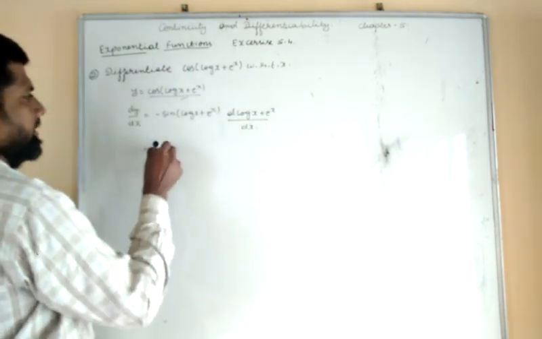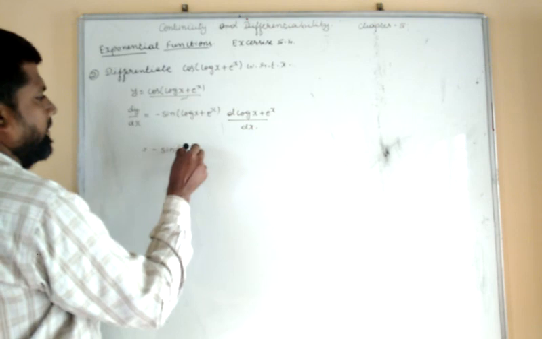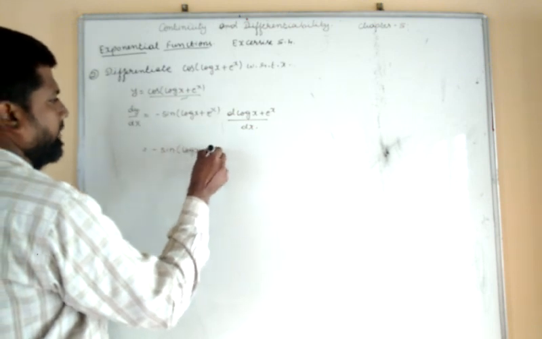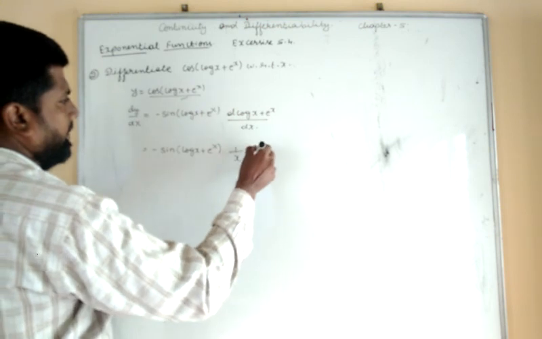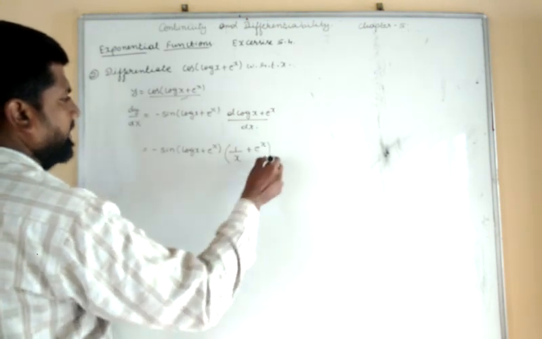Then minus sine of log x plus e to the power of x. Log x differentiation is 1 by x plus e to the power of x. So this is the answer.